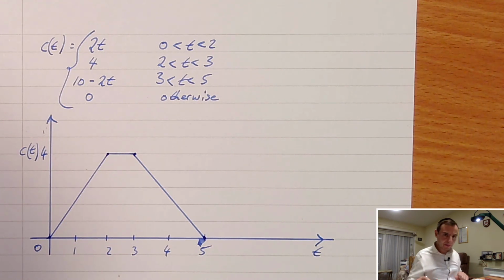So I hope that was clear, and maybe watch this one again. In the next video I'm going to be looking at a more complicated example of deriving a convolution function.